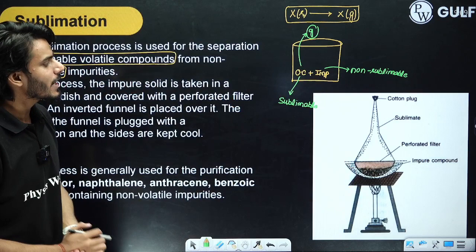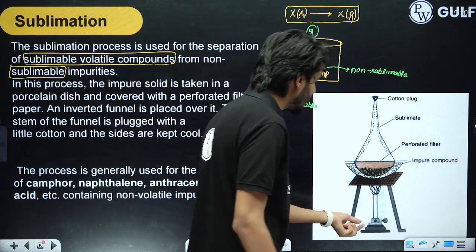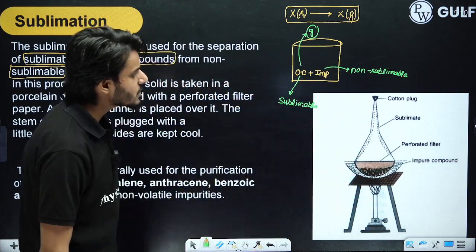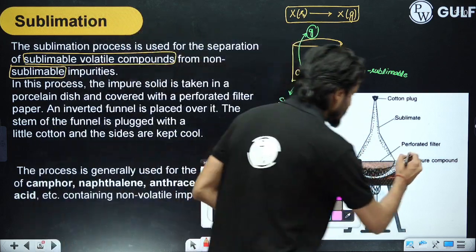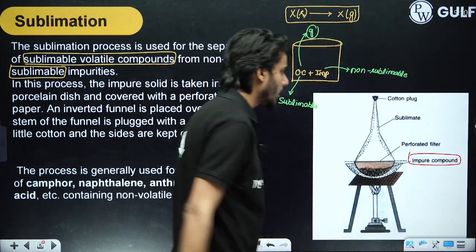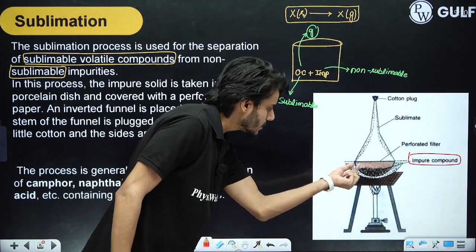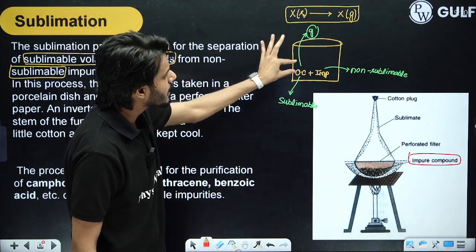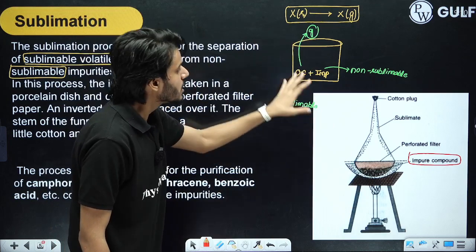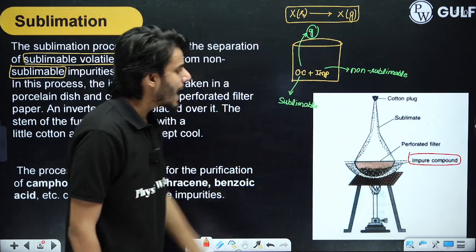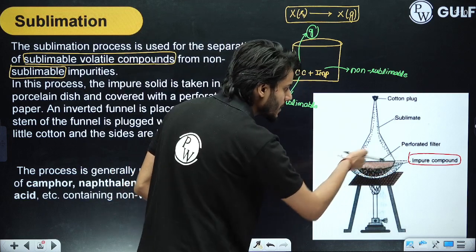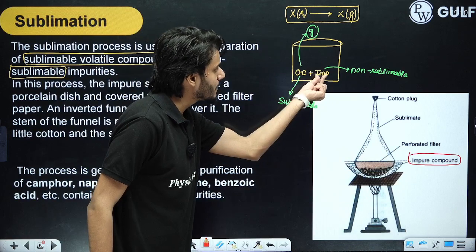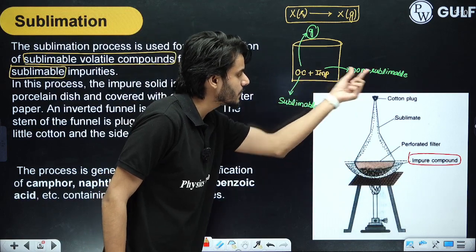In this diagram, you have this china dish and this burner. You are giving a water bath to this beaker in which you have the impure compound, guys. This is the impure compound. Now, when you heat it with a very small amount of heat, one of the parts, either the organic compound or the impurities, whichever is sublimable, is going to produce vapor, and it will pass out through the filter paper, which is right there on the surface.